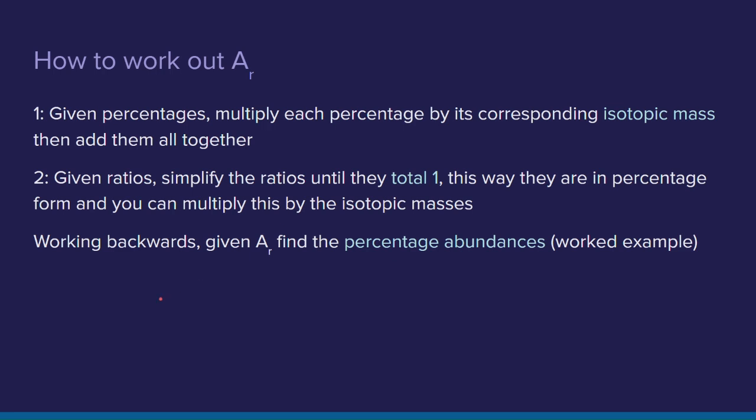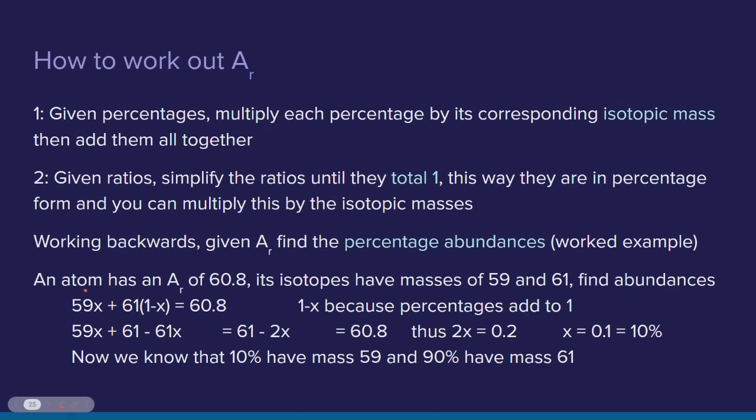And sometimes you'll get a slightly more complicated question where you're given the relative atomic mass, and you've got to find the percentage abundances. So I've done an example for you. I think you get one of these questions in the summary questions. So if an atom has a mass of 60.8 and its isotopes have masses of 59 and 61, find the abundances. So you want to find the percentages. So I've got percentage 1 as x, and percentage 2 as 1 minus x, because percentages add to 1, so it must be 1 minus x.